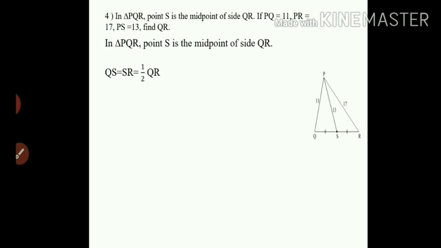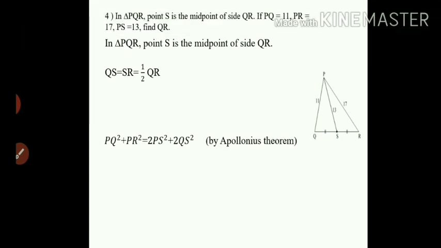In triangle PQR, S is the midpoint of side QR, that is given. So we know QS. Now see the diagram, QS and SR will both be equal. Means if S is the midpoint, QS will be half of QR, or I can also say SR or RS will be half of QR.